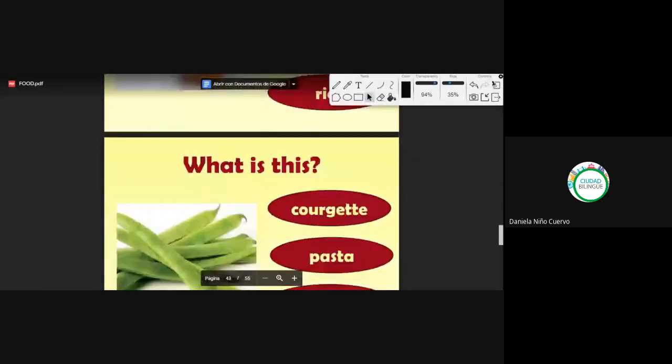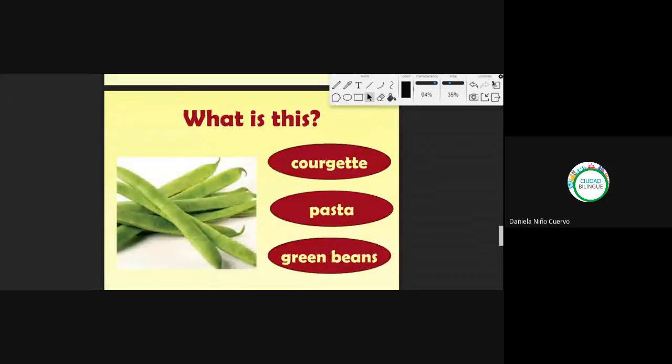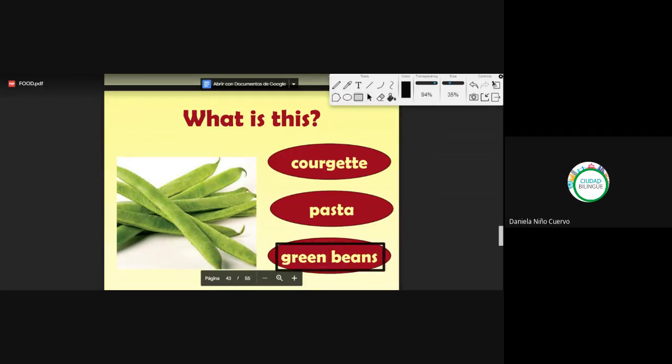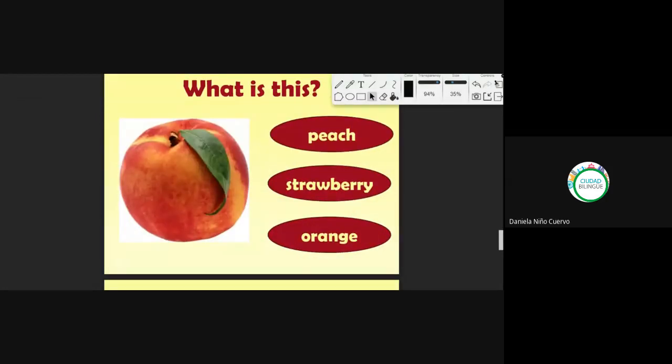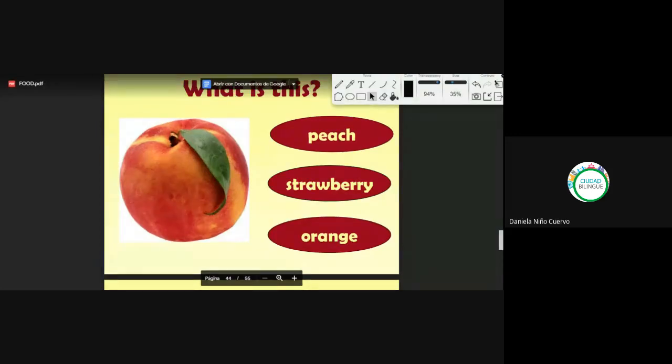Ok, we continue. What is this? Green beans, yes, green beans. Courgette, remember, calabacín. That is calabacín, right? We continue. What is this? Peach, yes, peach. We continue.